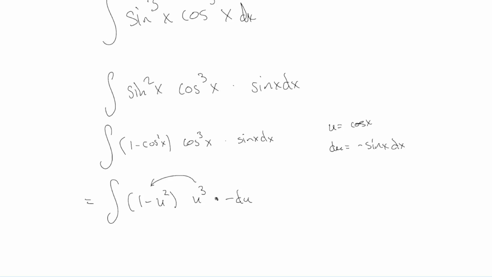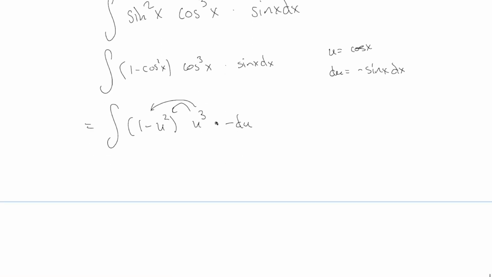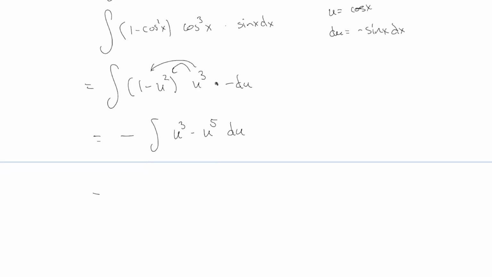u cubed distributes like so. So this becomes minus, like I said, that came from the minus in front of the du. And now distributing, u cubed minus u to the 5 du. And then you do the integral. Minus out here, 1/4 u to the 4 minus 1/6 u to the 6. And plug the u's back in. Cosine to the 4 x minus 1/6 cosine to the 6 x. That's it.